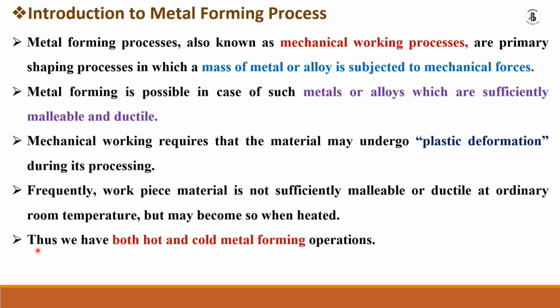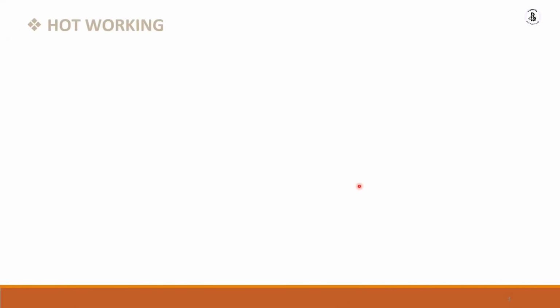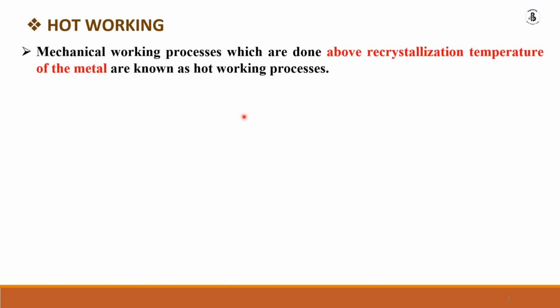So these are the basic operations that we already discussed, both hot and cold metal forming operations. Now we will discuss the hot working process. In the case of the hot working process, basically the work is done above the recrystallization temperature of the metal. So it is known as a hot working process.